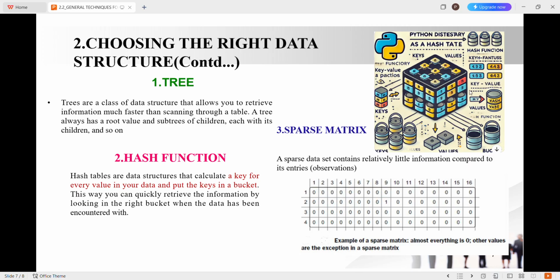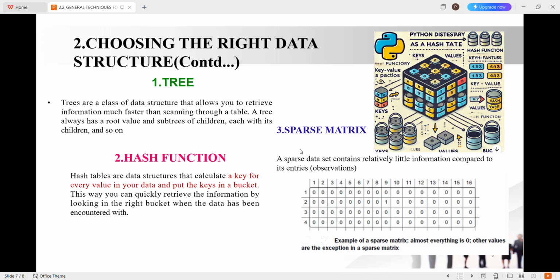Here I have taken an example of a Python library, shown as a hash table. Here you will have a key for each of your data items. For each key you can put it in a bucket depending upon the library. Whenever I put it in a bucket, it helps us retrieve the information by just looking at the correct bucket and the data it is encountering.